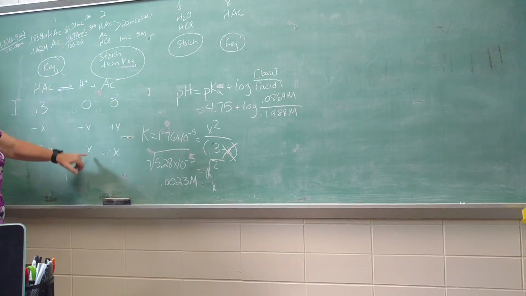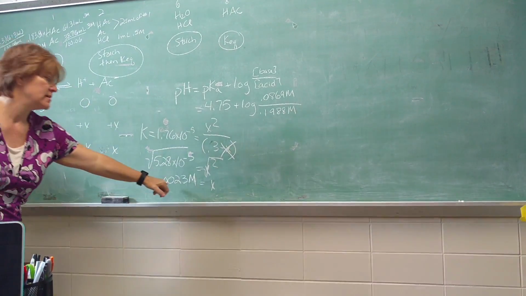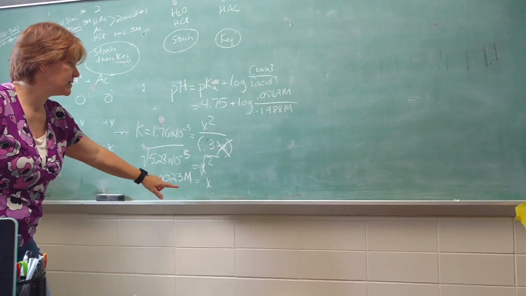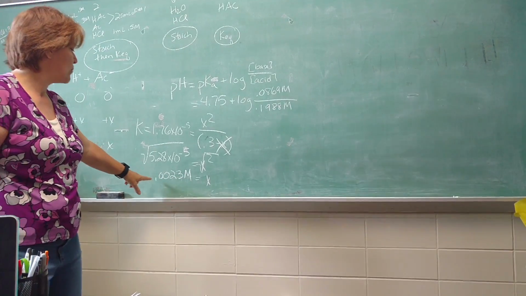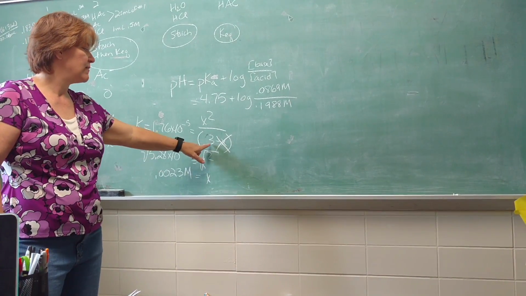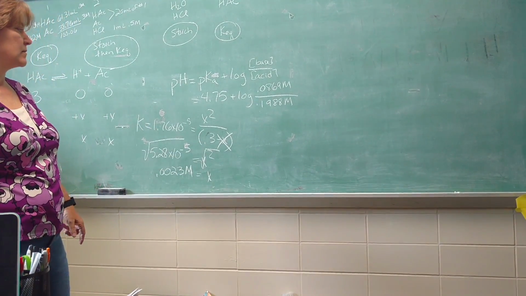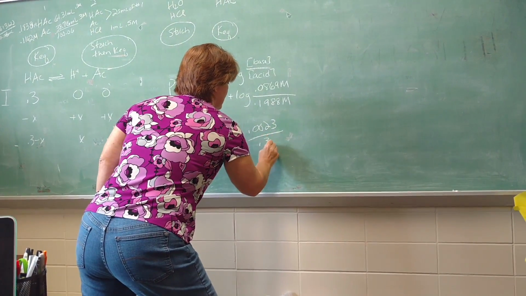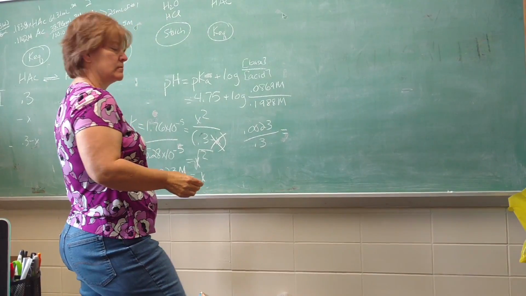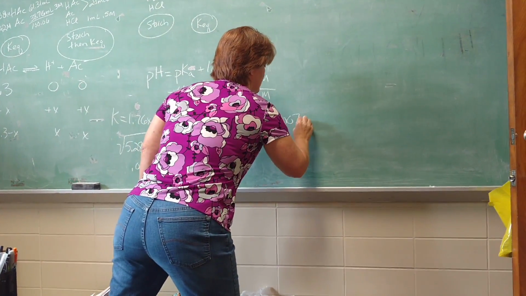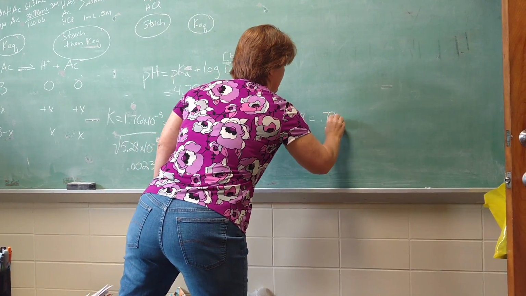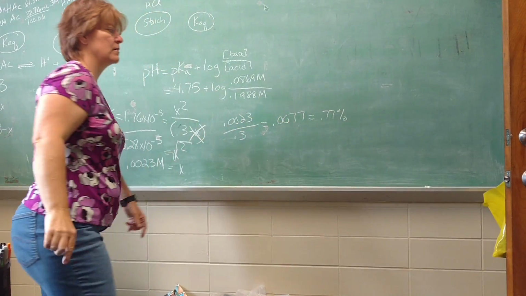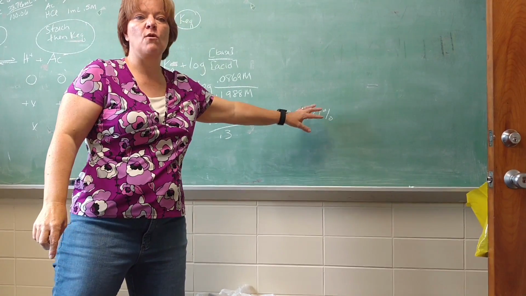By the way, x is representing H plus, so this is my H plus concentration, and I can take the negative log of that to get pH. But let's go back and check if this was fair. Take 0.0023 and divide it by 0.3. 0.0077. In percent, that's 0.77%, right? This is well below 5, so I was justified.